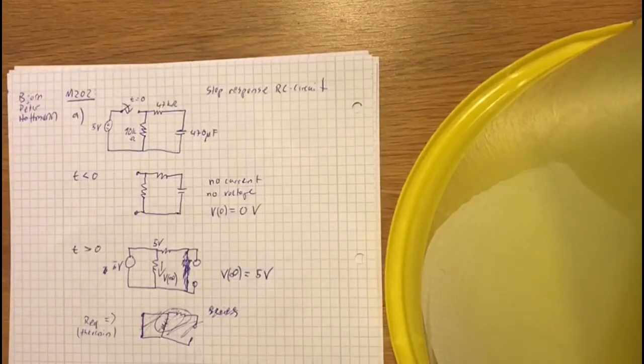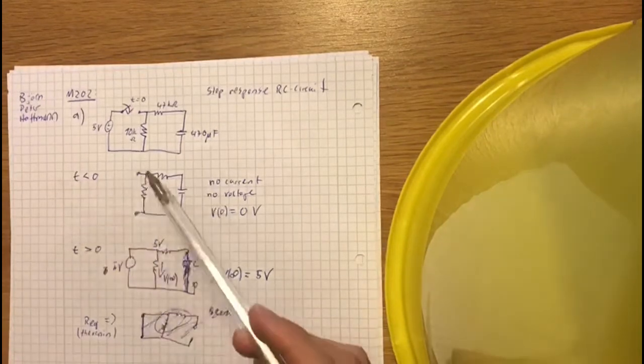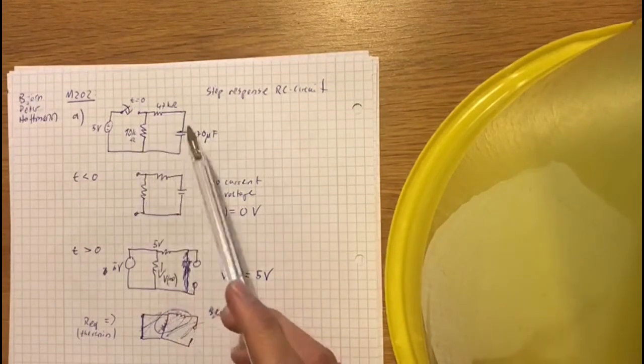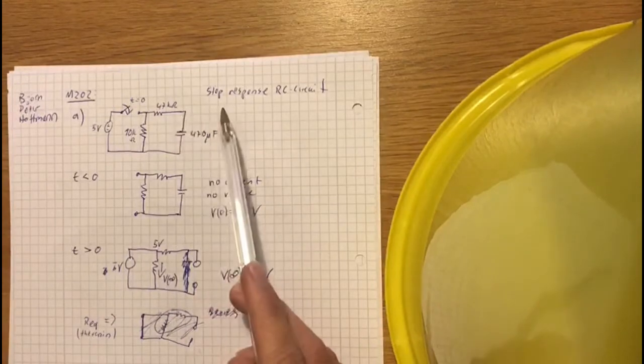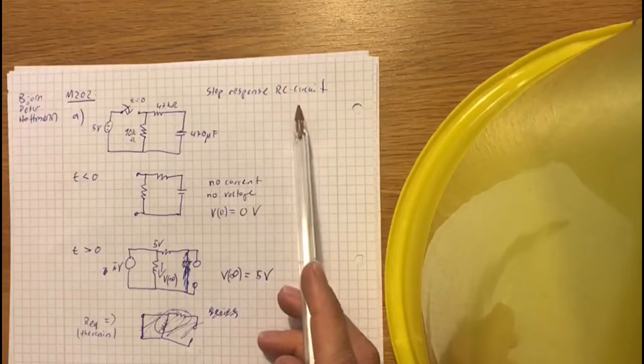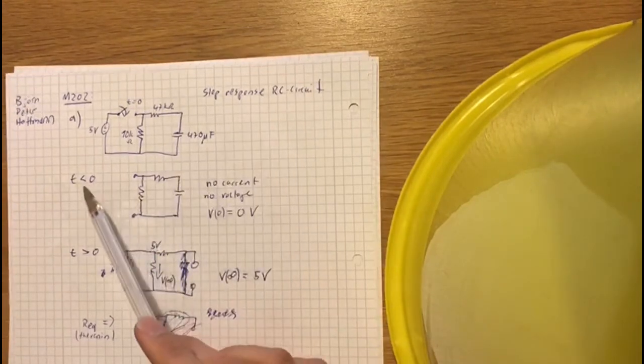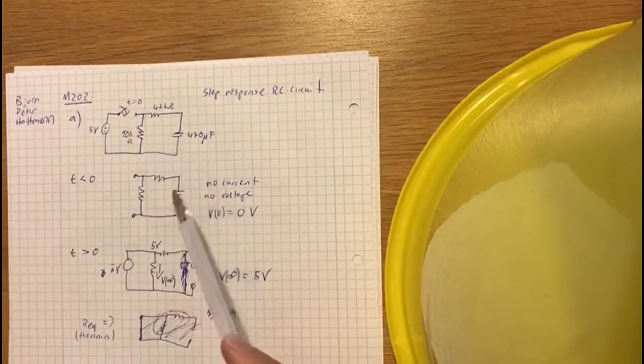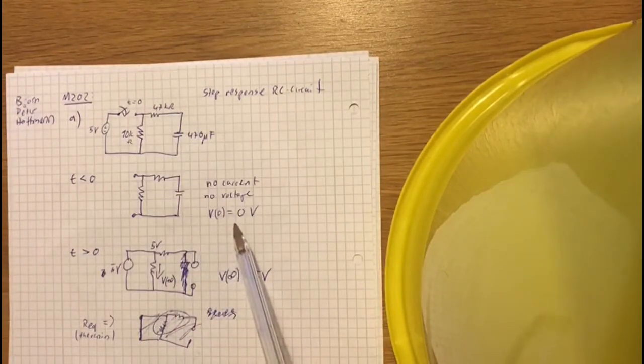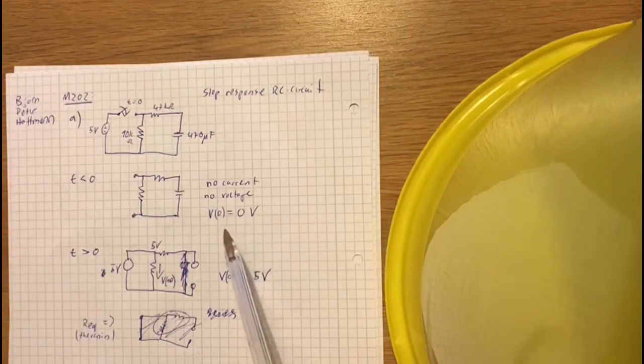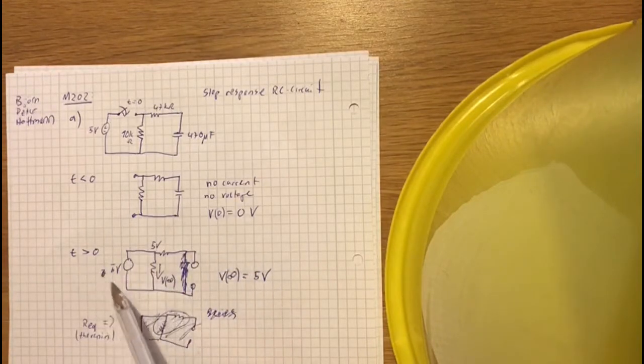Okay, so let's consider experiment 5 and start with the theory. So we got this circuit, and this is a step response RC circuit, and if we consider the time below 0, we got this circuit with the voltage 0, and after T0 we got the infinity voltage of 5 volts.